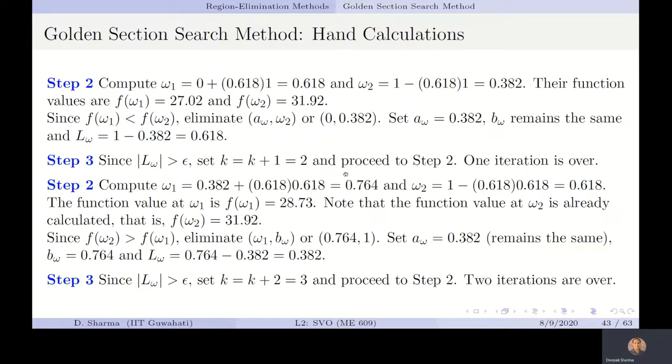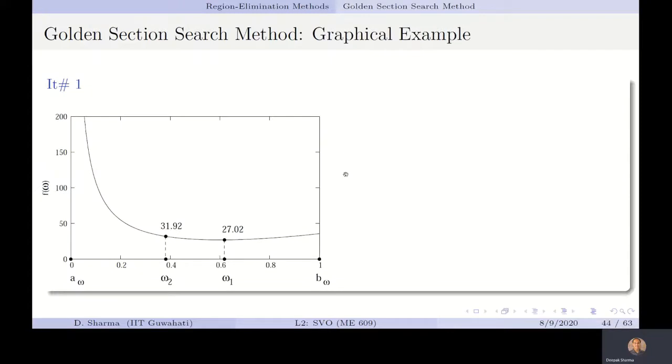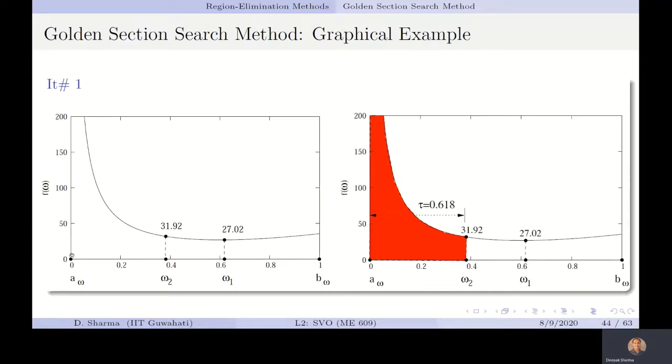Now here 2 iterations are over. Now let's see how graphically it looks like, the same problem which we have just now solved. So you remember that A omega was 0, B omega was 1 in iteration 1, and with the help of the golden number, we calculated omega 1 and omega 2. Now the function values are given. So you know that the region from A omega to omega 2 will be eliminated. So this region will be eliminated, and the region eliminated is up to 0.618. So we will update now. A omega will become omega 2, and we'll see how is the new solution.